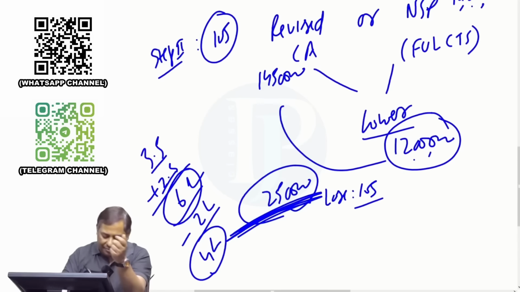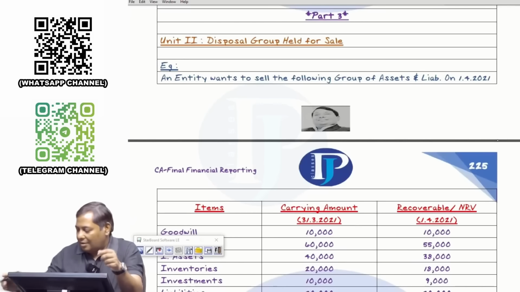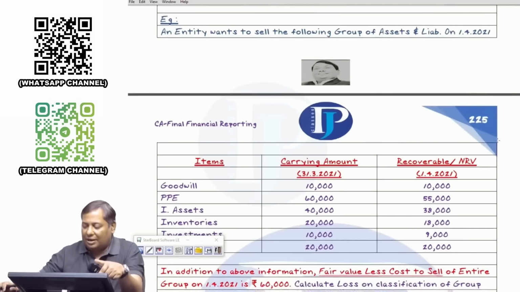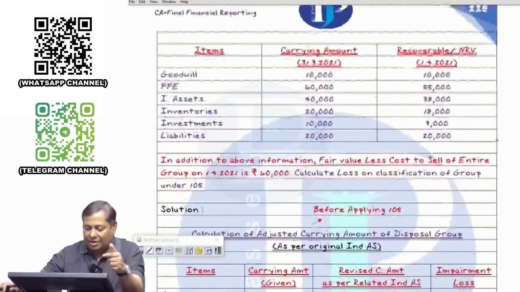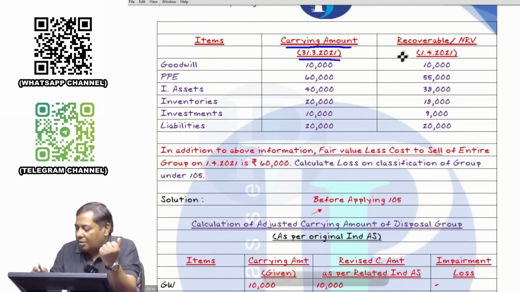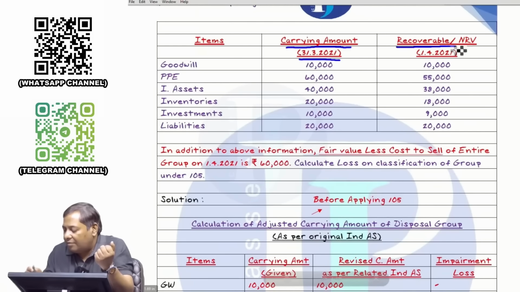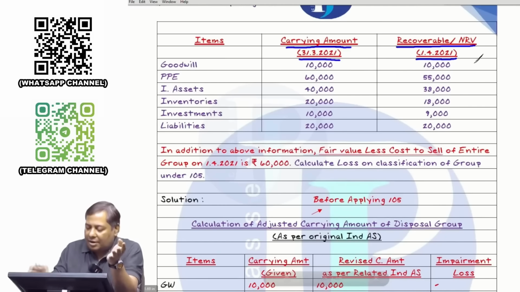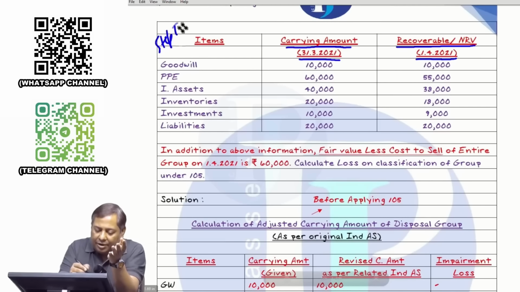About the disposal group, I will show you an example which I took in class. This is an example from the class. This is the carrying amount on 31st March. And these are our recoverable amount and NRV for the 1st of April. This is our first step. This is step 1 now.